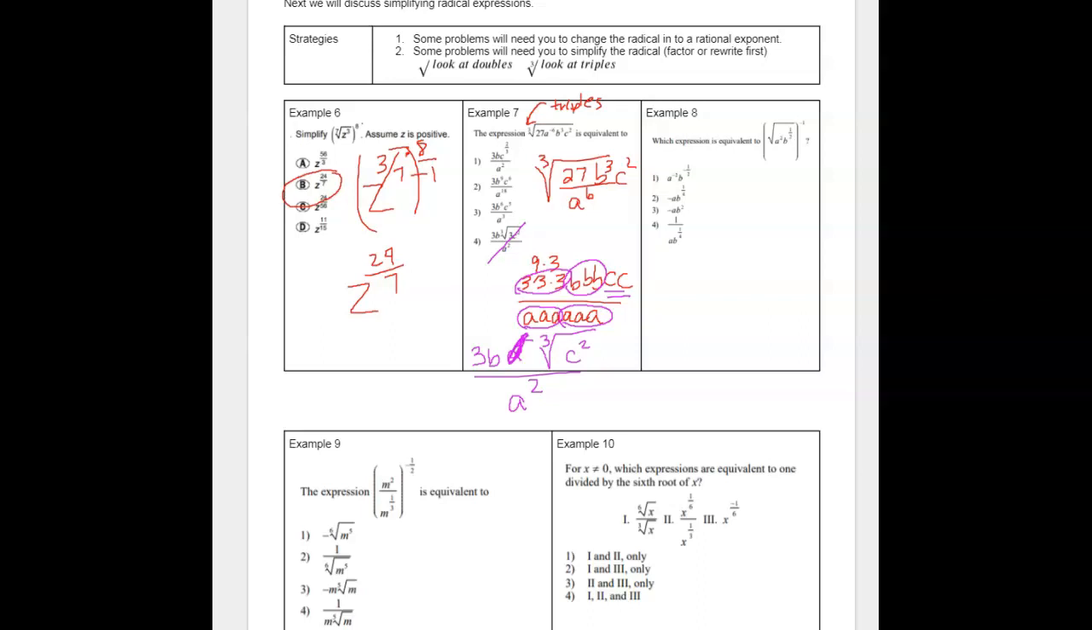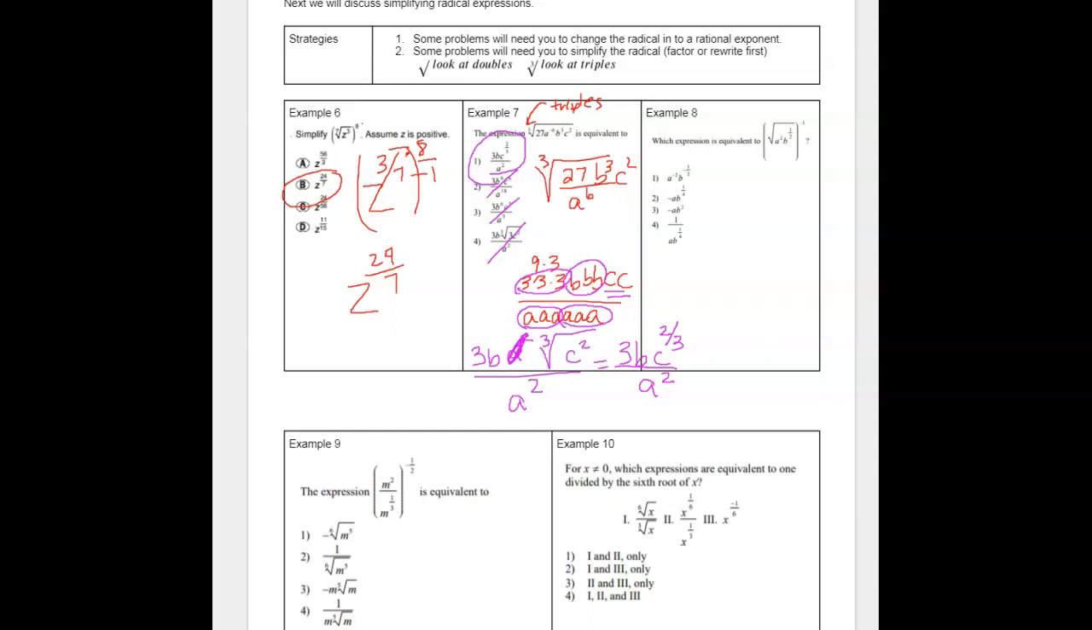And then it looks like they didn't use the radicals, so we're going to change this into the power. So we've got 3b to the 2/3 power all over a squared. And then we just have to match it. So no, no, yes. Okay, so just be very flexible.